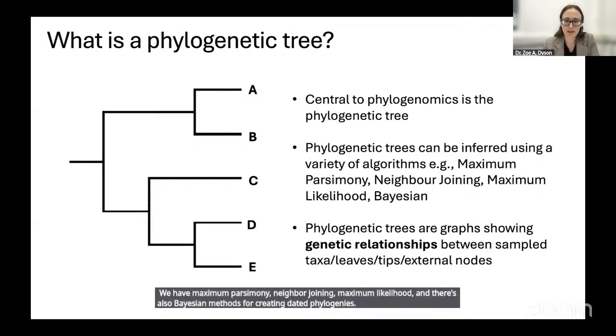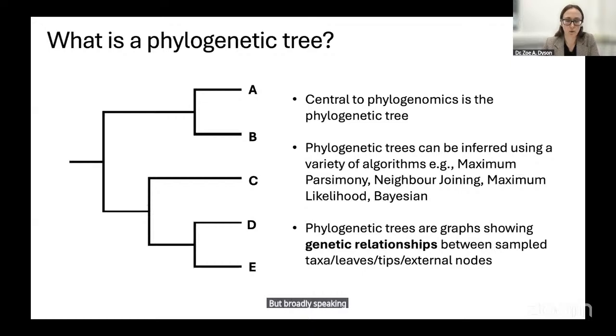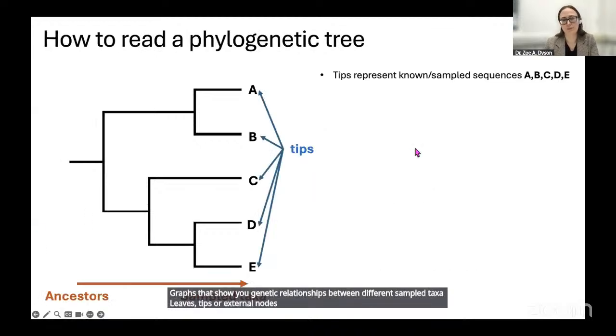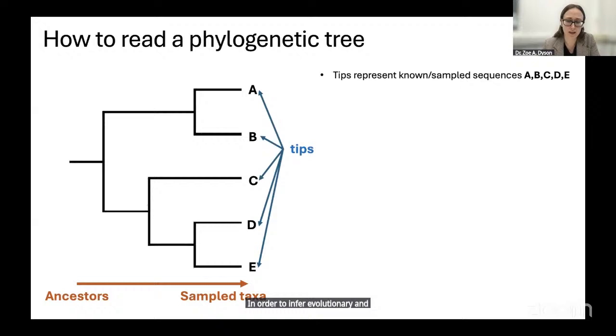But broadly speaking, phylogenetic trees, like the one that I've indicated on this slide, are graphs that show you genetic relationships between different sampled taxa, leaves, tips, or external nodes. And what these tips, external nodes, leaves on a tree indicate are the sequences that have been provided to the algorithm in order to infer evolutionary and genetic relationships between the organisms that you wish to study.